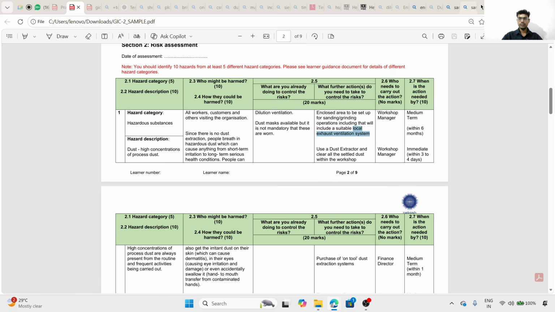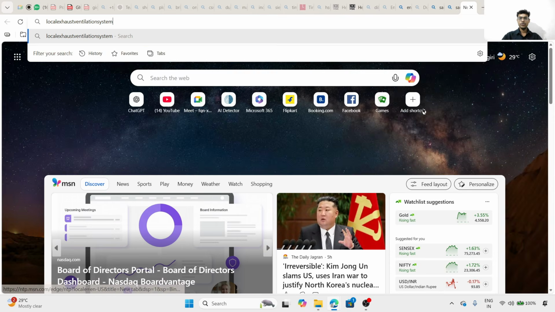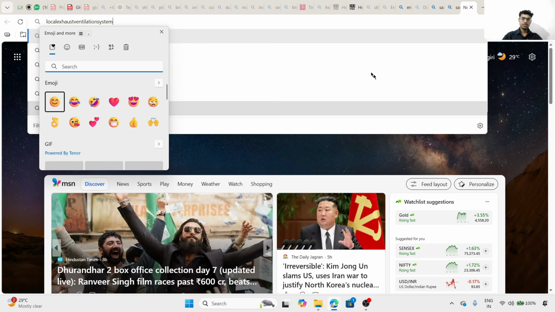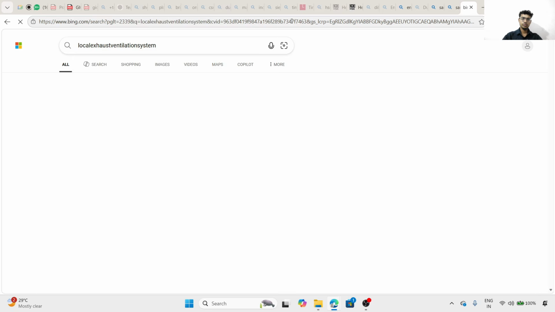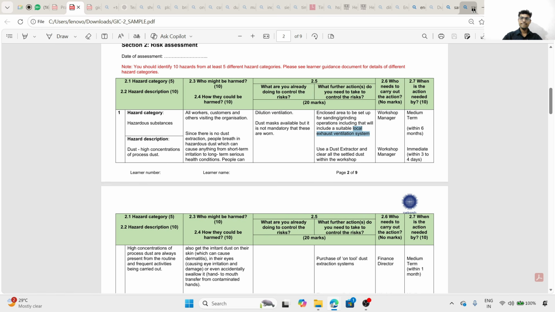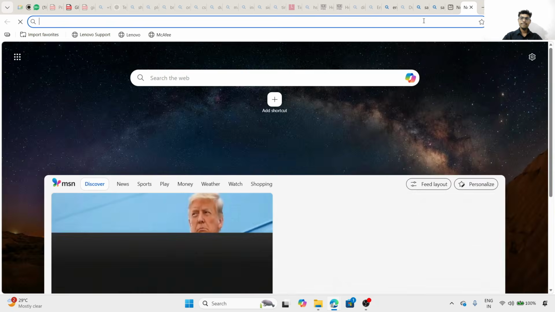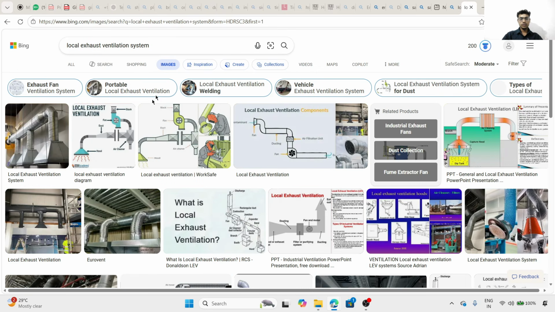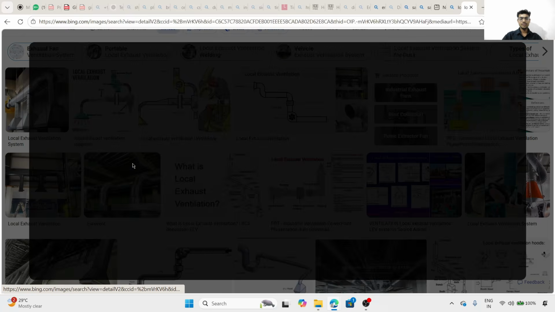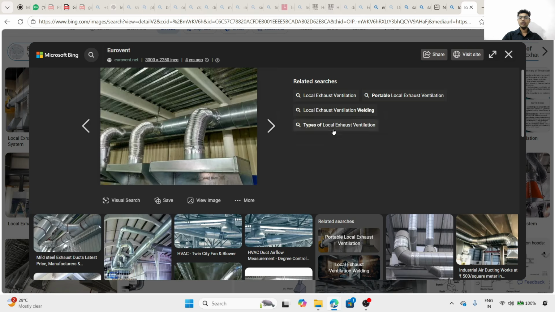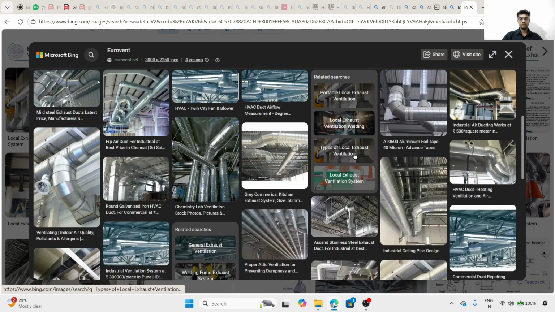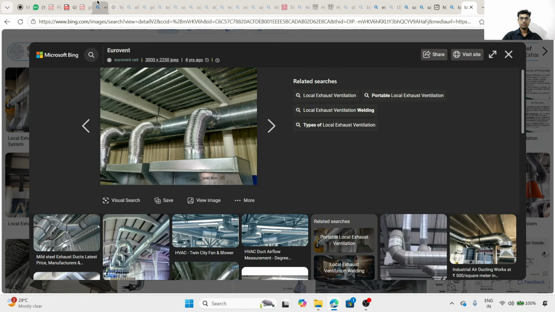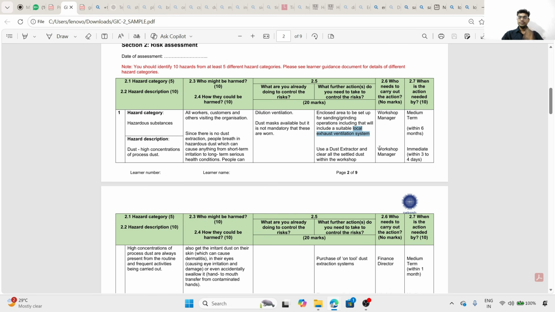So here a new thing is required. What is a local exhaust ventilation system? Let's check what it is. We have this sort of local exhaust ventilation system, and it will improve the conditions there. So we are instructing this further action to be done.